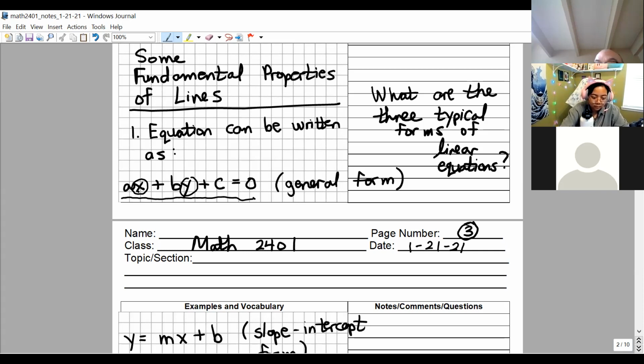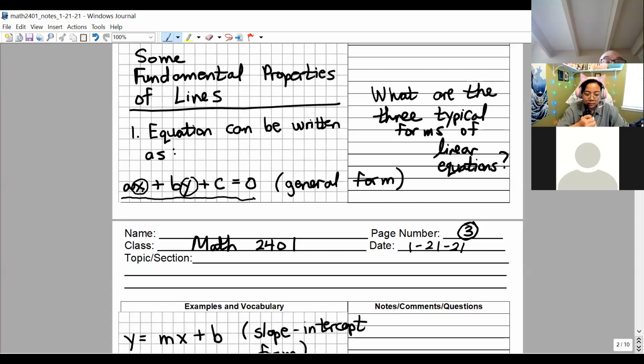The x and y will remain as the two variables that you have to solve for, or you have to replace in the equation, okay? But the A, B, and C will be given to you. They'll be known to you, all right? So that's called general form, just the equation solved for zero.